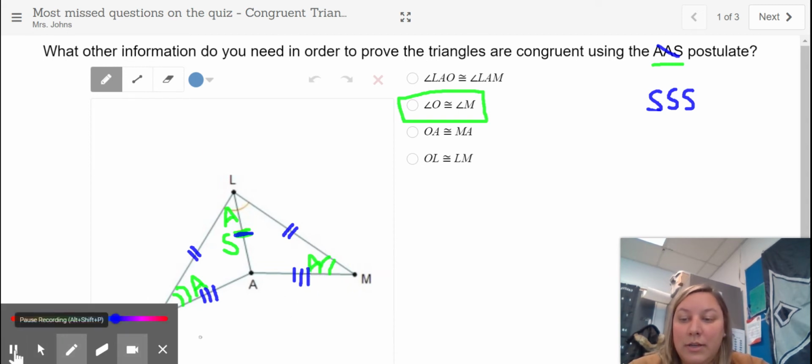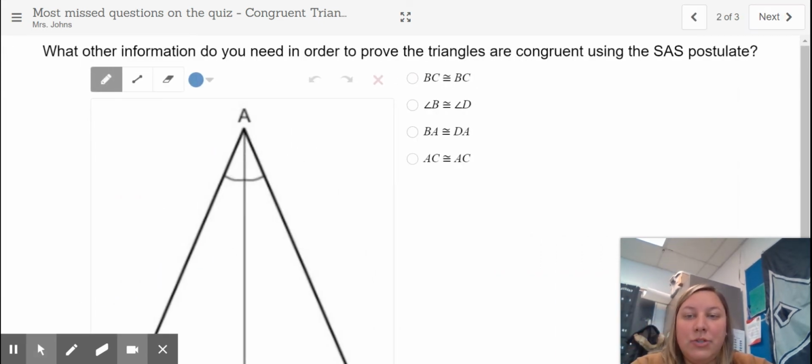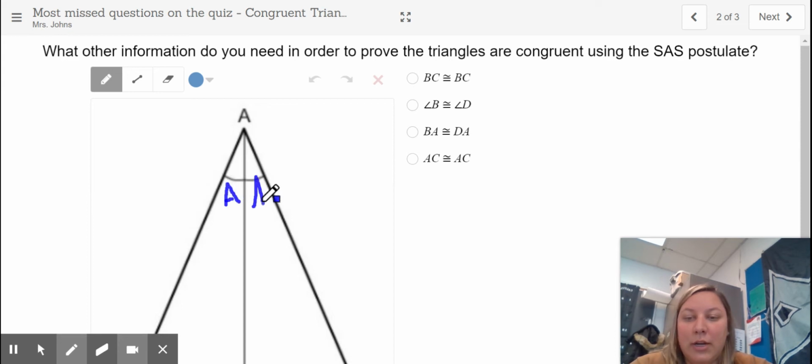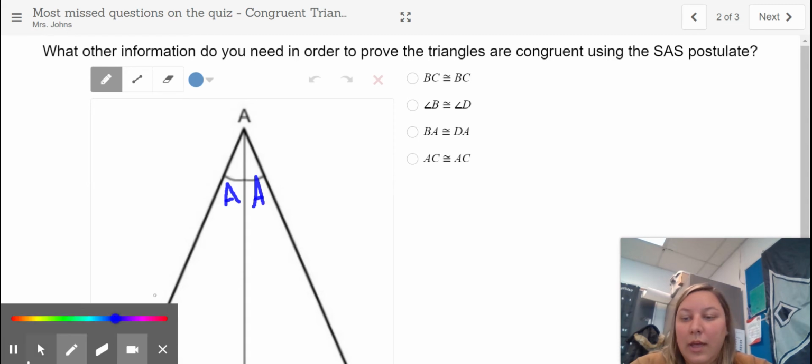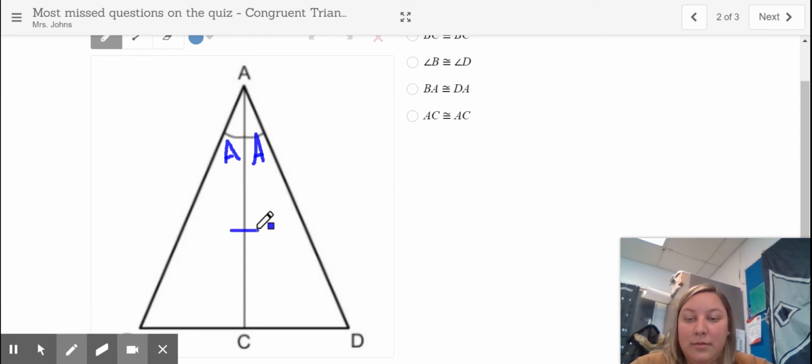All right, let's do another example. What other information do we need in order to prove the triangles are congruent using side, angle, side? So we do have this angle up here. They give it to us. I'm going to mark it in the other triangle too. We also have the reflexive property. We also have that reflexive property.